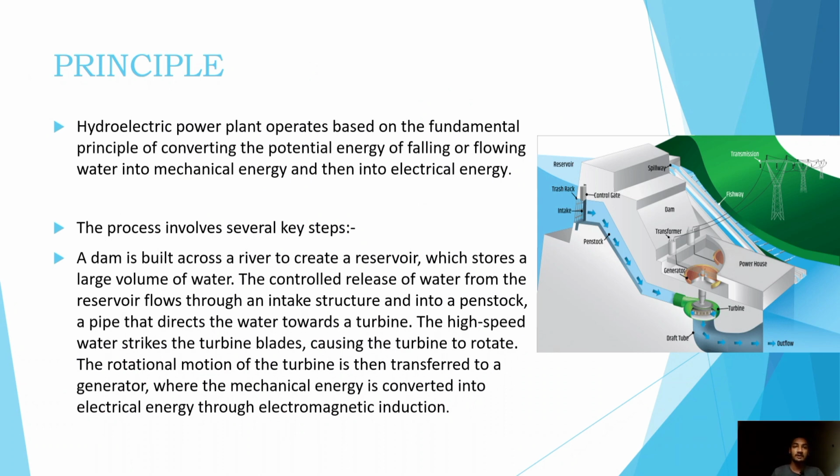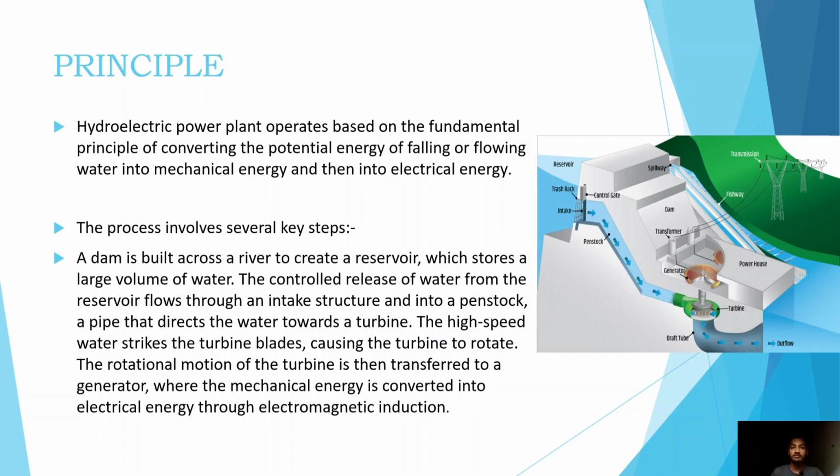Hydroelectric power operates on the principle of converting potential energy of falling or flowing water into mechanical energy and then into electrical energy. Some of the process involved in this: the dam, which is commonly used for generating hydroelectric power. A dam is made across the river to create a reservoir, which stores a large volume of water.